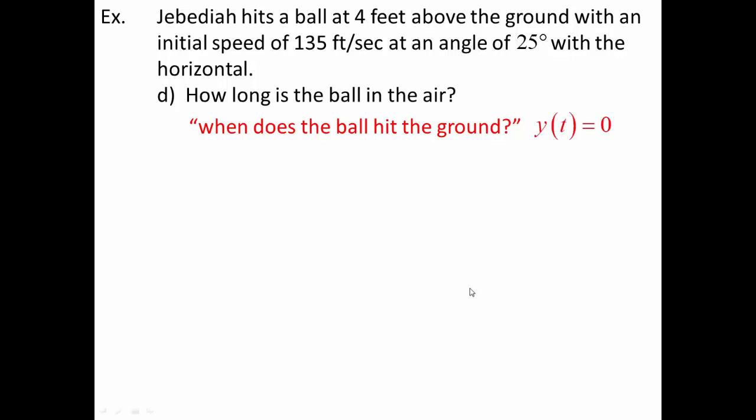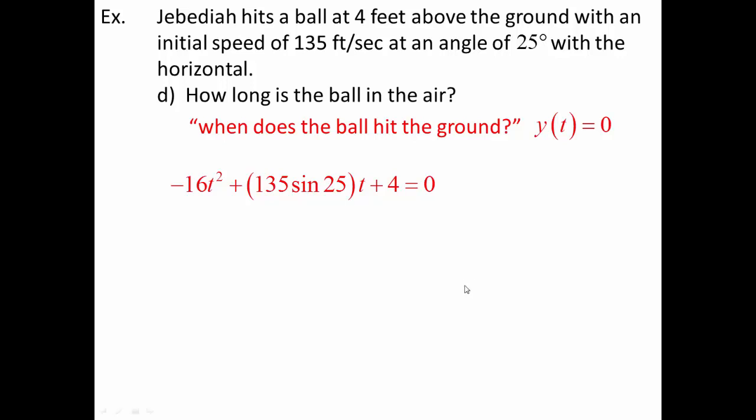So in other words, y equals 0. Set your y equation equal to 0 and solve. Now we could do this the fun way of solving, well, I wouldn't use factoring because there's no way I'm going to get that 135 sine 25 in the middle, so I could just use the quadratic formula to solve this, or I could use my graphing calculator.